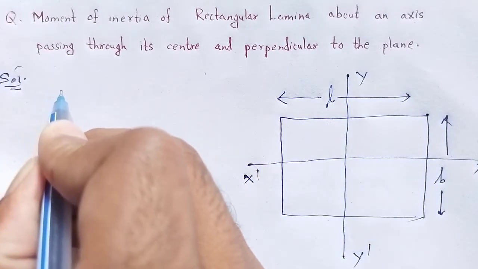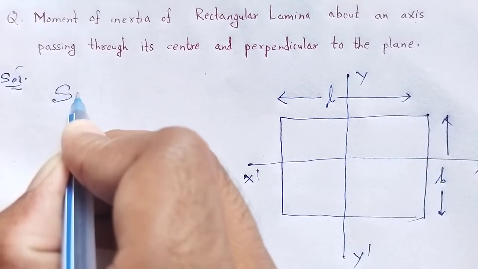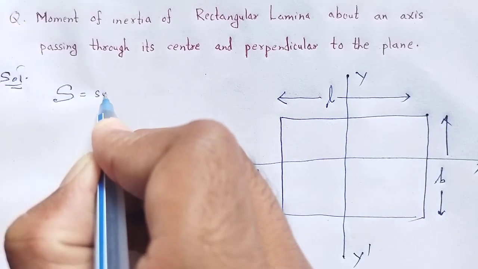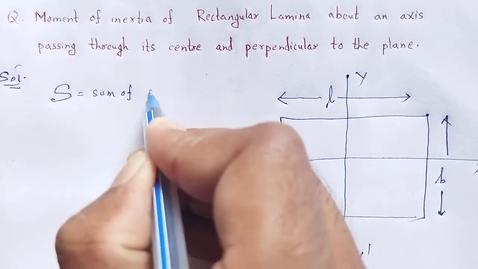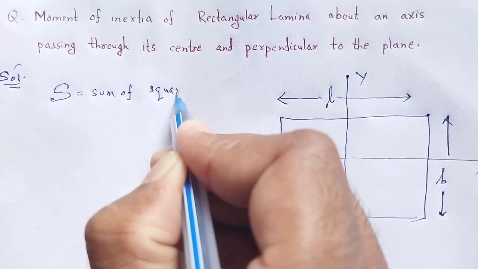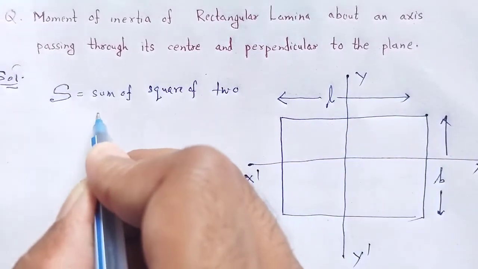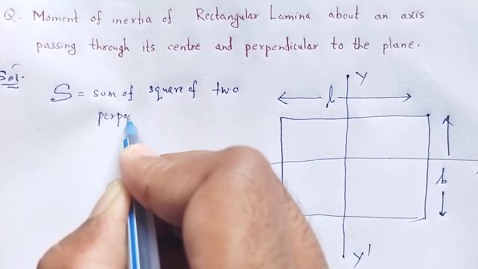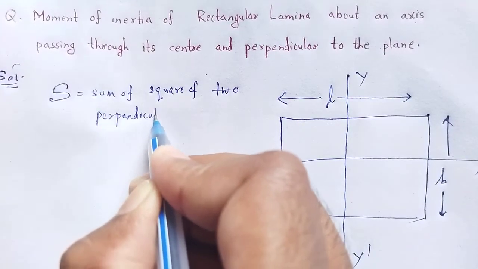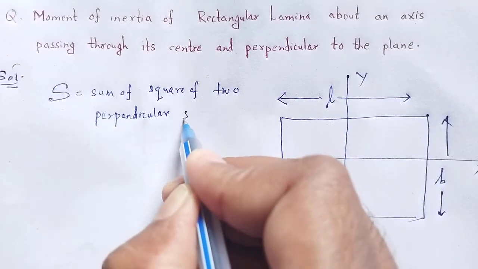Then we find S. What is S? S is the sum of squares of the two perpendicular semi-axes.